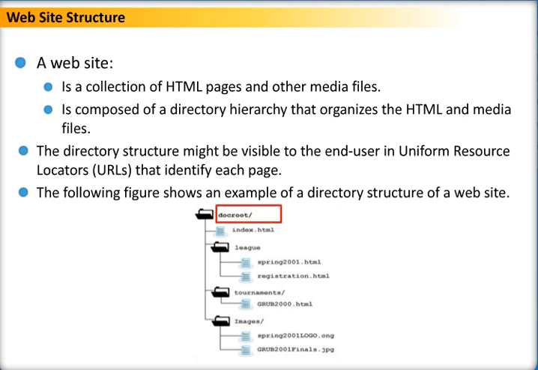Here, docroot is the root directory that contains all the files and directories of the website. The index.html file is a special file that is used when the user requests a URL that ends in a / character. A uniform resource locator, or URL, locates a specific resource on the Internet.